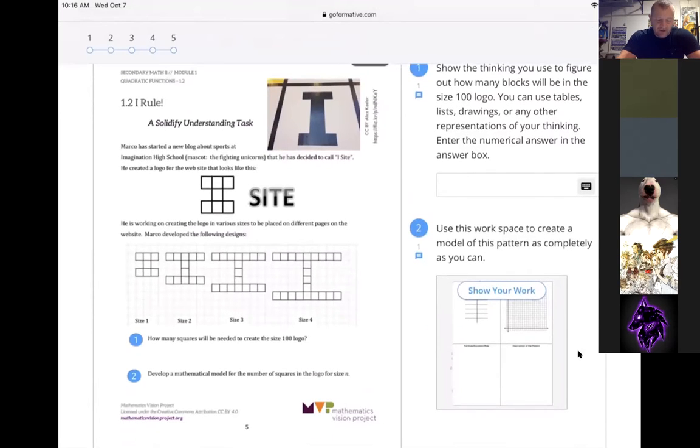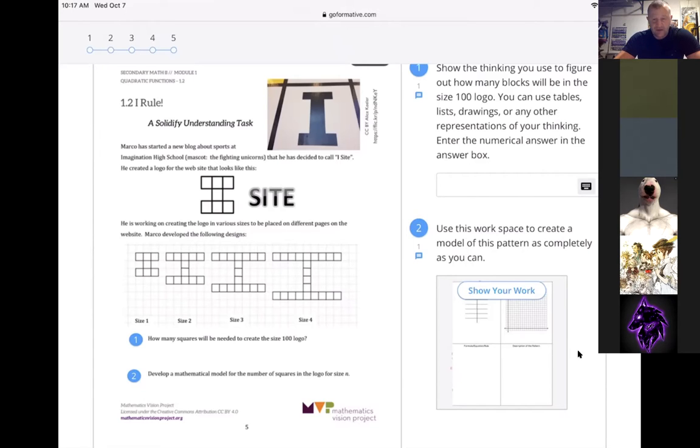Marco has started a new blog about sports at Imagination High School. The mascot is the Fighting Unicorns that he has decided to call Eyesight. He created a logo for the website that looks like this, Eyesight. He is working on creating the logo in various sizes to be placed on different pages on the website. Marco developed the following designs: 1, 2, 3, 4. How many squares will be needed to create size 100?